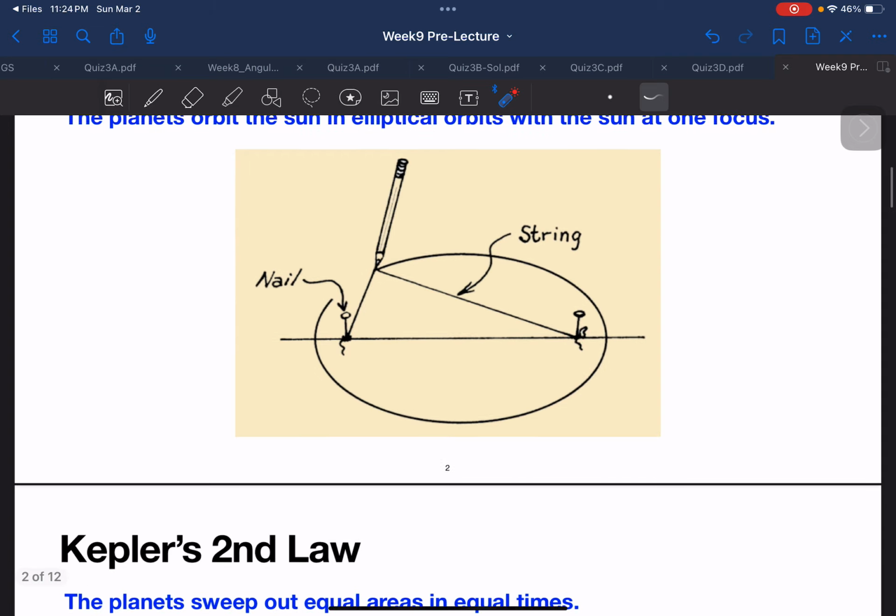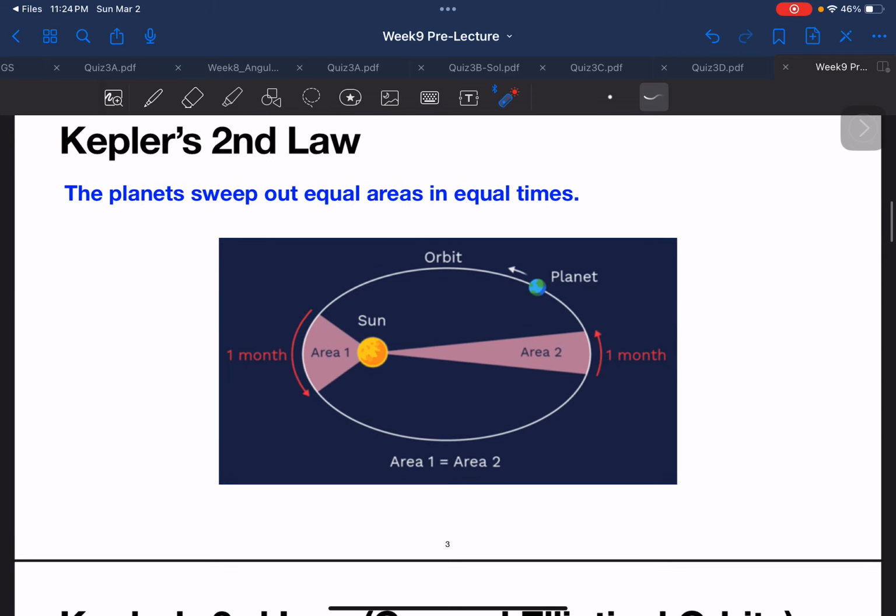Kepler's second law states that planets sweep out equal areas in equal times. So let's say we're taking a look at the orbit of planet Earth. By the way, this orbit here is shown as an ellipse. What you'll learn in a few minutes is most of the planets in our solar system have a fairly circular orbit around the sun, which is a type of ellipse. But anyway, we have exaggerated how elliptic the orbit is here.